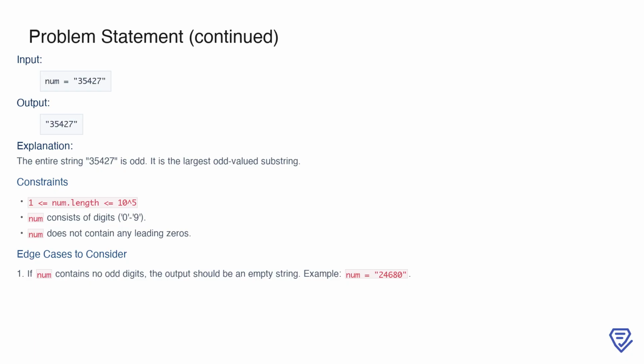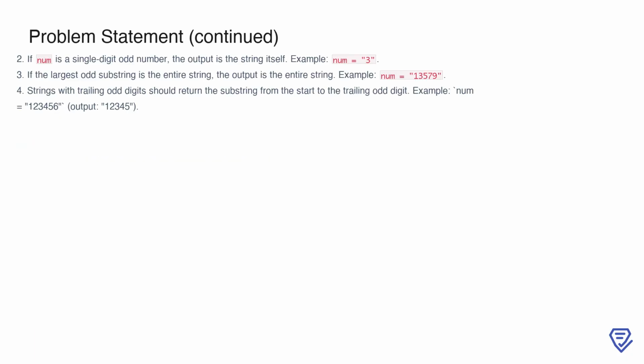The string number will only contain digits from 0 to 9 and will not have any leading zeros. Additionally, there are edge cases to keep in mind, such as when the string contains no odd digits, as is the case in number equals 24680, where the output is an empty string. Other edge cases include situations where number is a single-digit odd number, such as number equals 3. Here, the output is simply the string itself because it is already the largest odd-valued substring.